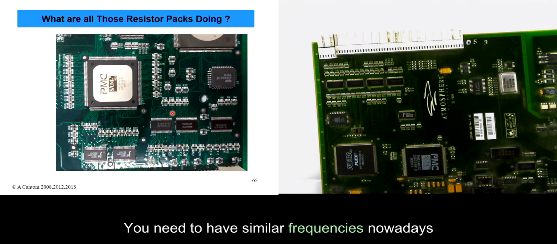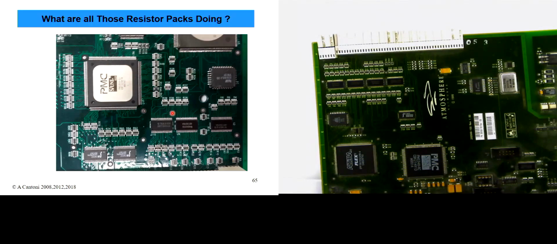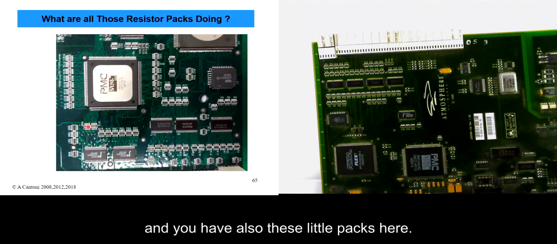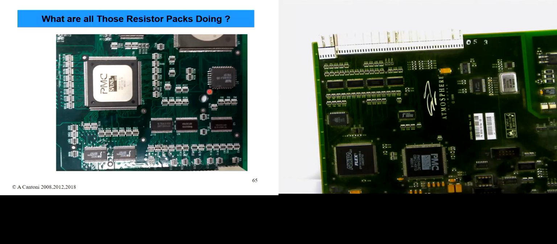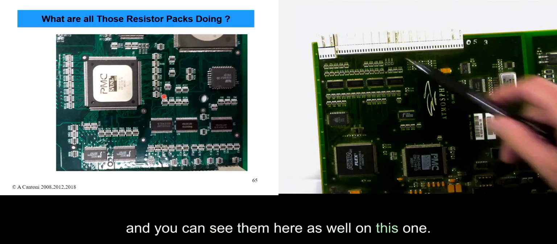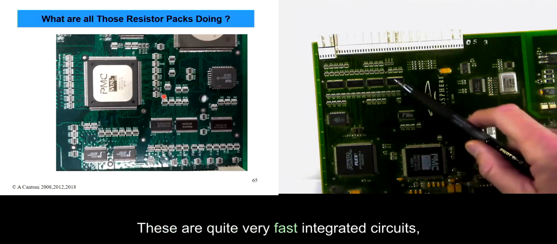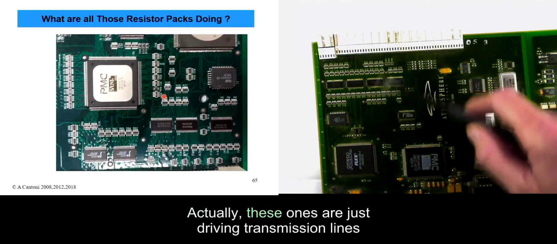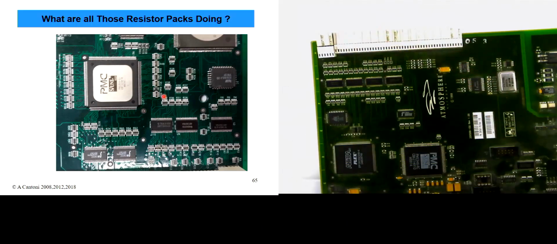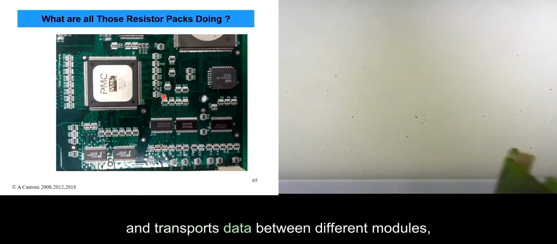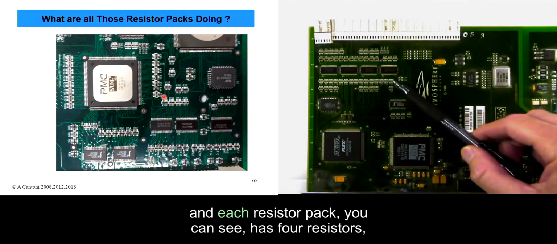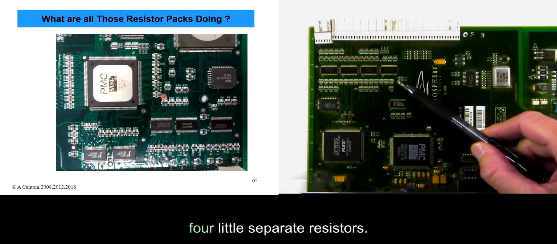You have similar frequencies nowadays on printed circuit boards as well. So you see you've got all these chips, integrated circuits, and you also have these little packs here. These are packs of resistors. You can see them on this one as well. These are very fast integrated circuits, and they are just driving transmission lines, because this goes onto a backplane, and the board plugs in like this and transports data between different modules. That's what it does. And you can see here you have all these resistor packs, and each resistor pack has 4 little separate resistors.